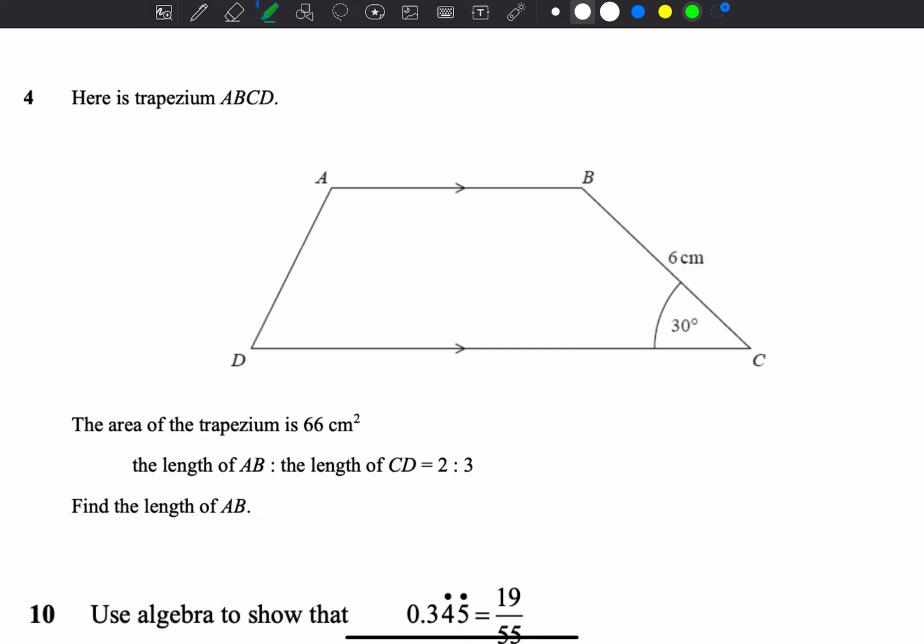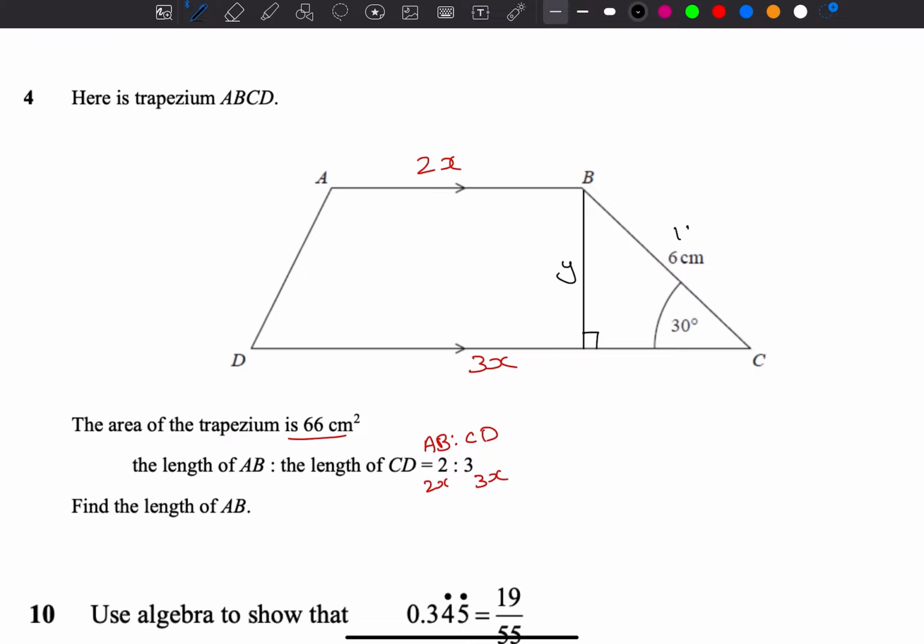The area of the trapezium is 66. The ratio of the lengths AB to CD is 2:3. Let's call this part AB and this towards that CD. So instead of 2:3, we will call it 2x and 3x, which is better. So AB is 2x and CD is 3x. Now you could do the area, but the problem is you need the height. Cut it like that, make it 90 degrees. This is your height. Actually, let's call it a different letter, y.